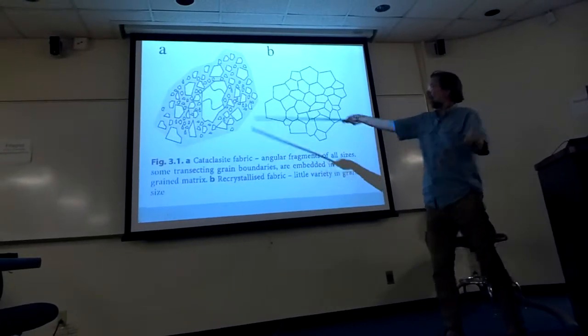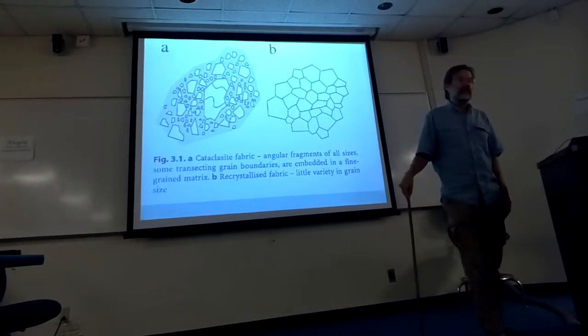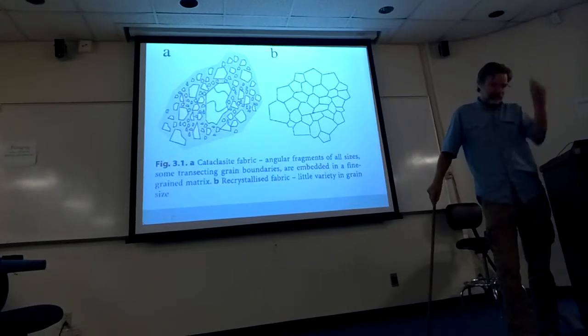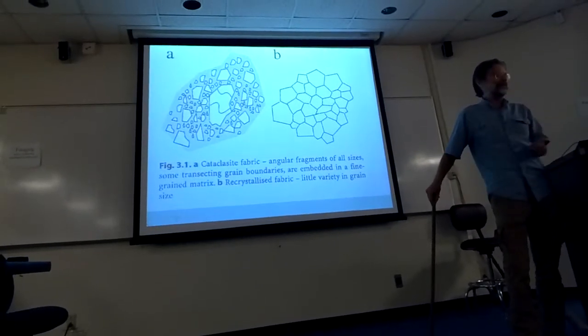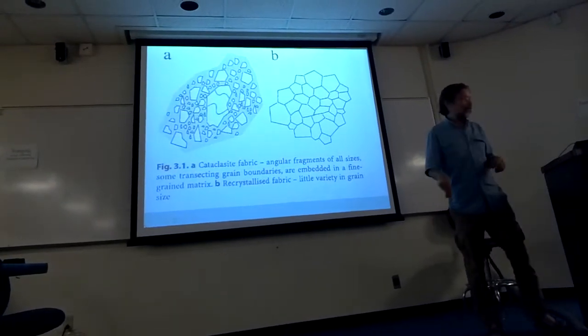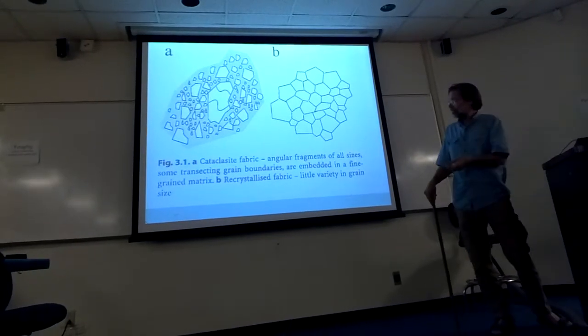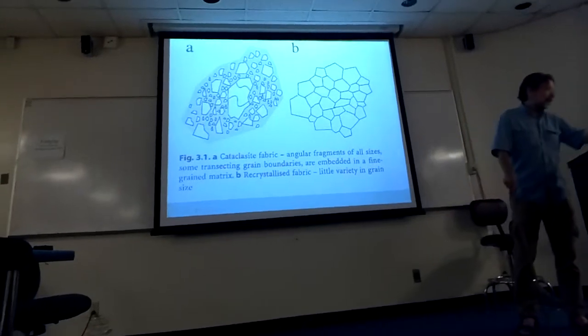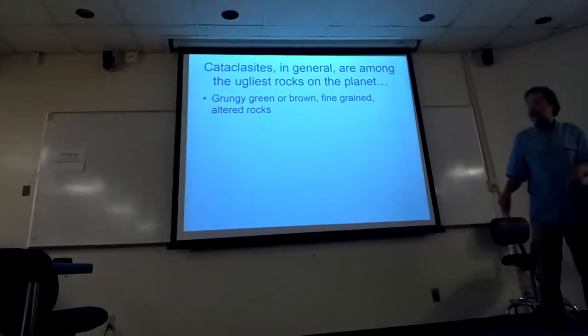A cataclastic fabric is just schematically illustrated here. I just make little ones out of big ones. This is natural experience. You grind up something, you break it into littler and littler fragments, and that's what the process is at the microscale for brittle deformation: you just make little ones out of big ones and you grind down the material.